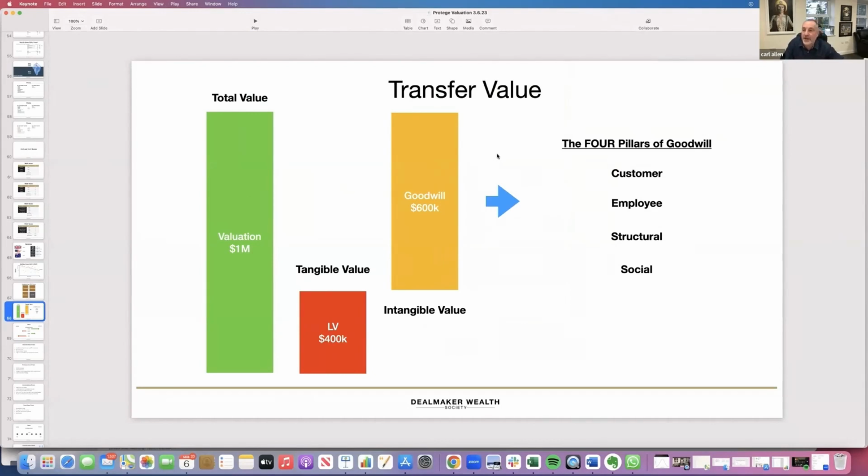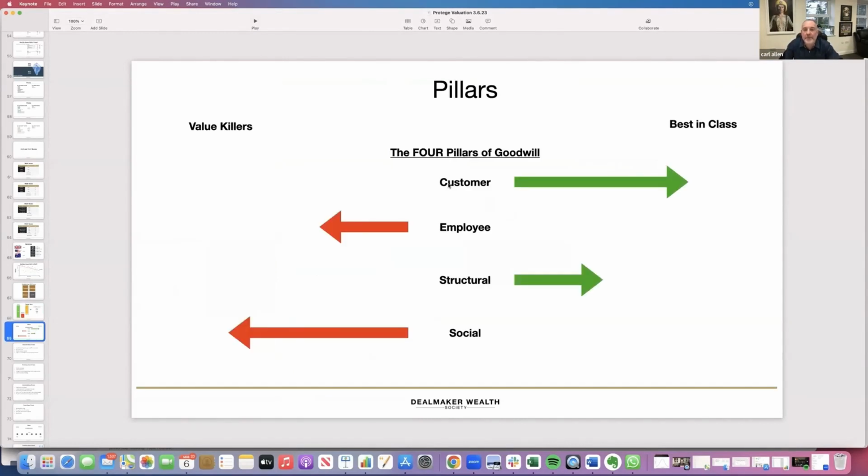And we can break goodwill down into 4 pillars: customer, employee, structural, and social. And what's amazing about this is we can measure what they are and how it's going to impact the value. So all of these pillars, if you've got a business that's got phenomenal customers, then that would drive the valuation up. It would make it a best-in-class business. But if it's got really bad employees, that would be a value killer. That would lower the valuation.